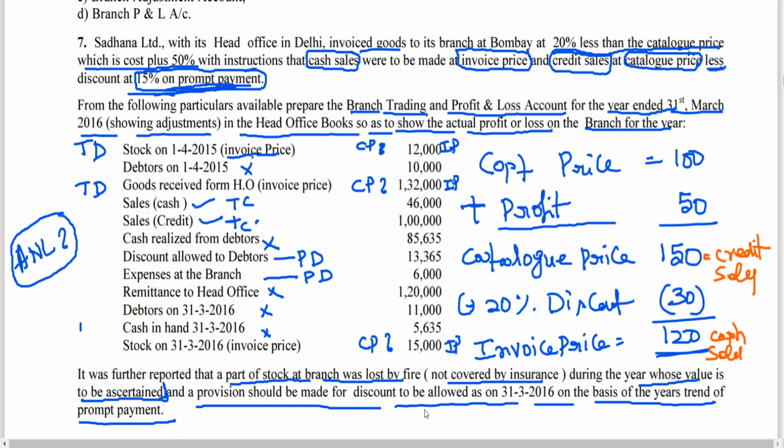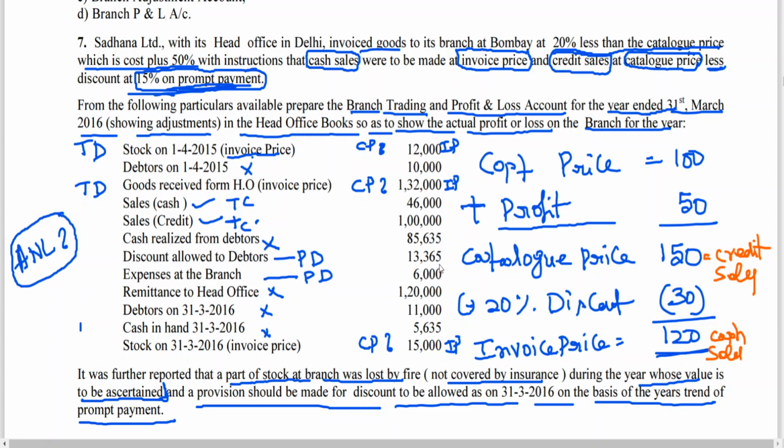A provision should be made for discount to be allowed on the basis of past trend of prompt payment. How will you know what is prompt payment? We have just cash realized from debtors and discount allowed. Come on, I'm giving 30 seconds to think. How to find out the trend of prompt payment? On the basis of discount allowed. Current discount allowed is 15%, no? Because whenever there is prompt payment, discount is 15%.